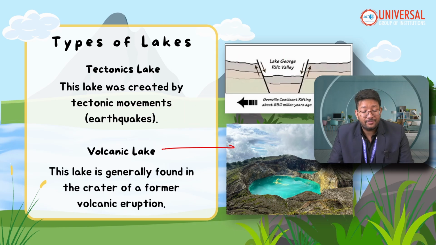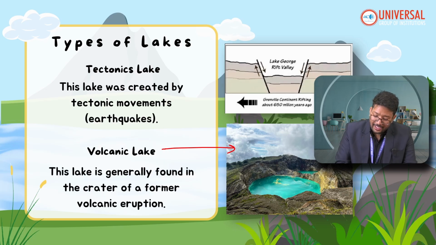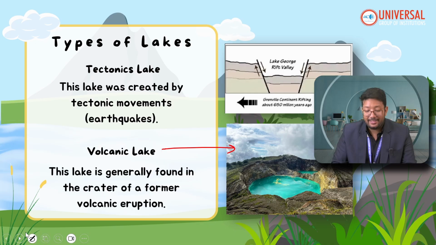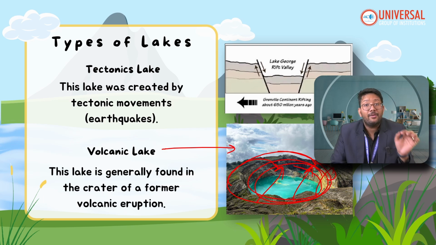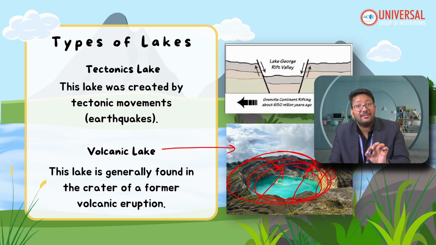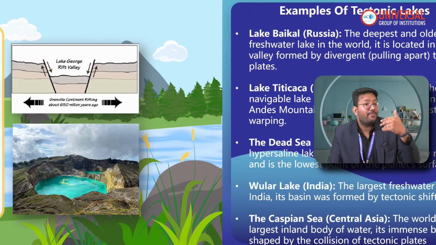Second one is volcanic lake. A volcanic lake is generally found in the crater of a former volcanic eruption. As you can see in the diagram, this was a crater, this was a volcano eruption. After the volcano eruption, this particular depression will be called a crater. In this crater, if water flows in from rainwater or any other means, that will be called a volcanic lake.